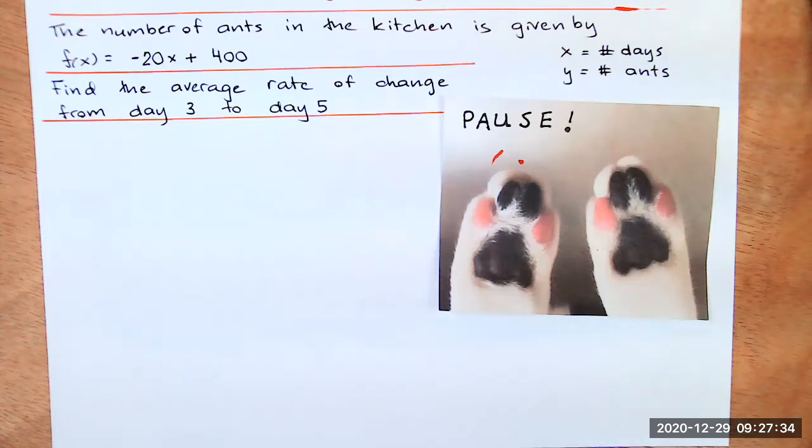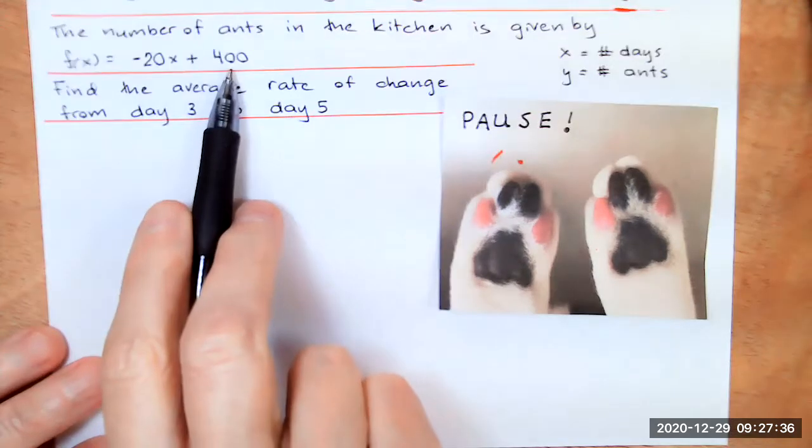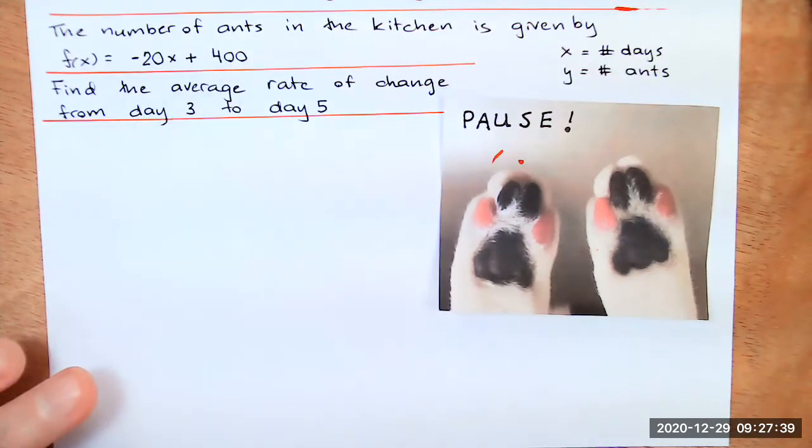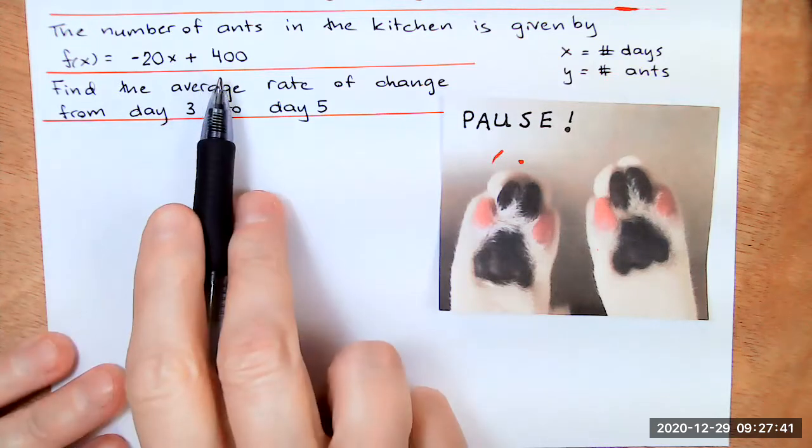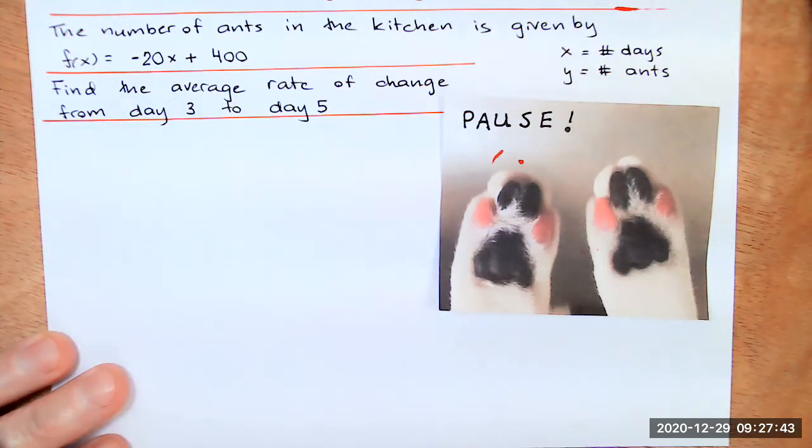All right, suppose you notice that you have a whole lot of ants in your kitchen, so you put out some ant traps. And this is the function which describes the number of ants in the kitchen since you put out the trap. Can you find the average rate of change from day 3 to day 5? I would hit pause and try this one on your own.